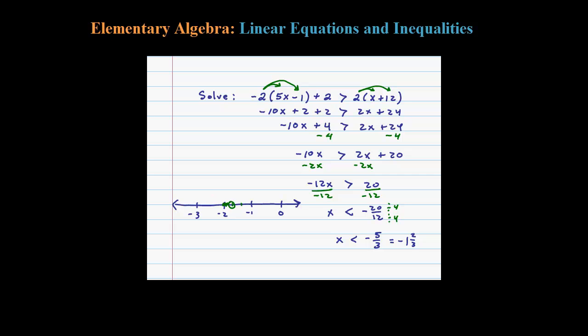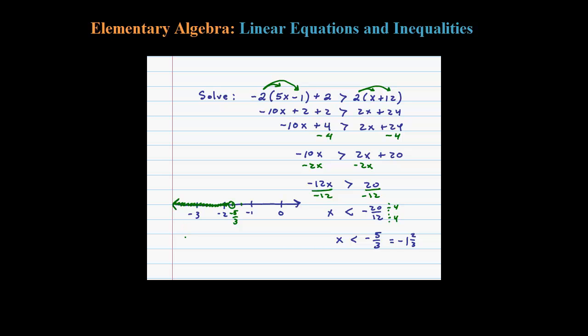And we'll shade in everything less than that number. So there we're looking at -5/3. That's -1 2/3. Okay, so that's all my infinite number of solutions graphed on a number line.